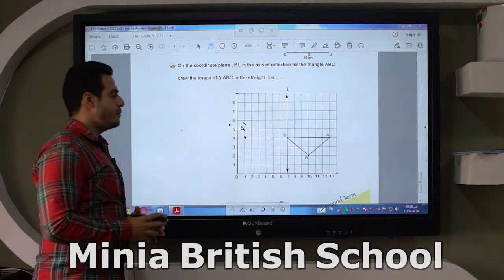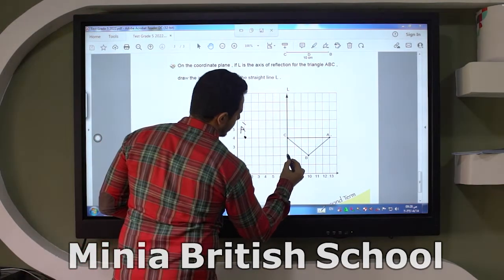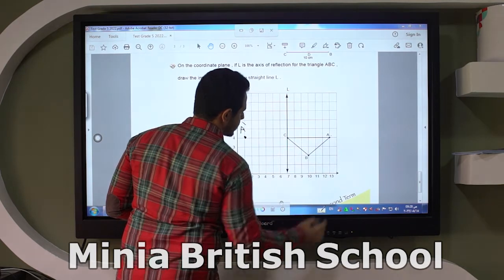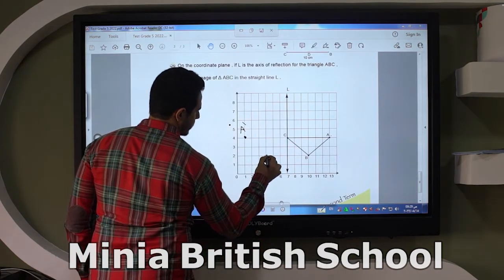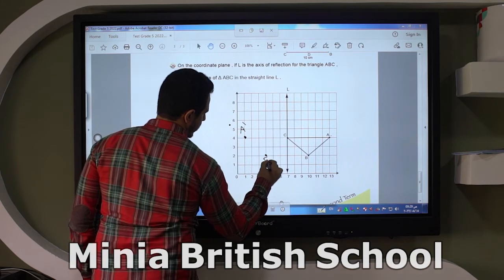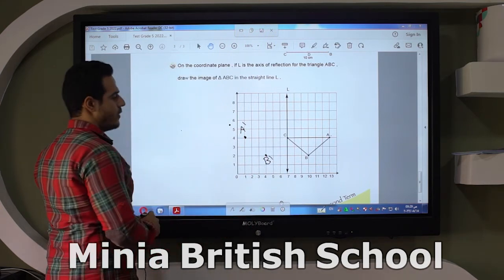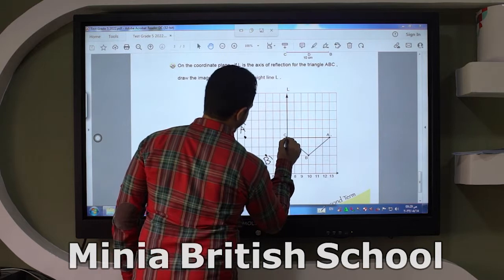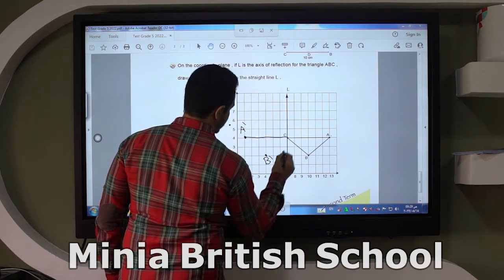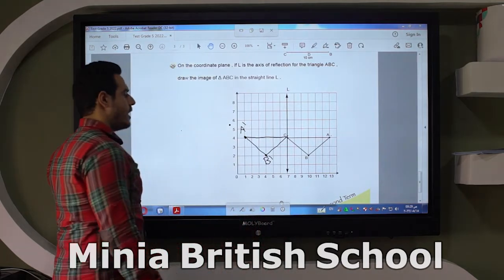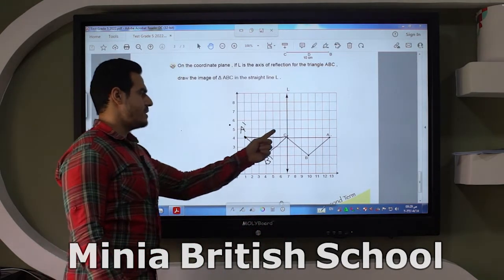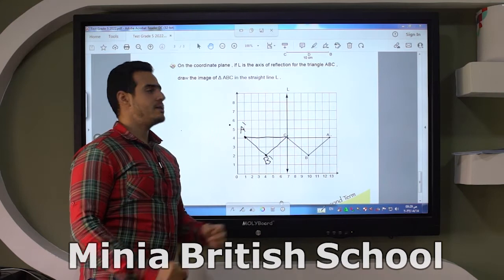Let's find the image of B. B is at 1, 2, 3 square units. 1, 2, 3. Okay, B dash. Now let's draw the triangle. Now A dash B dash C is the image of ABC by reflection across line L.